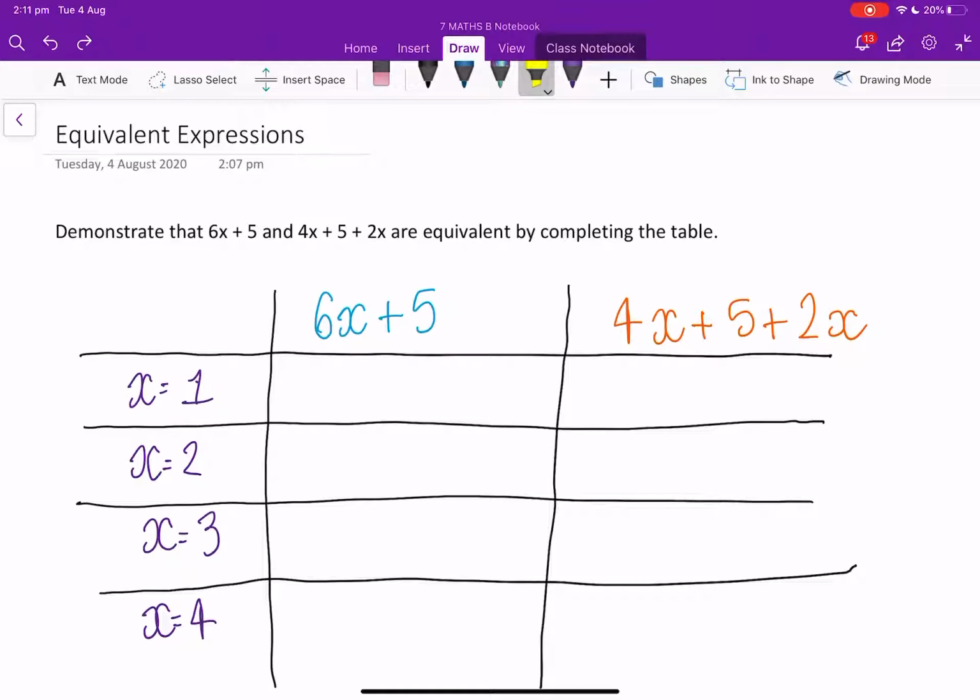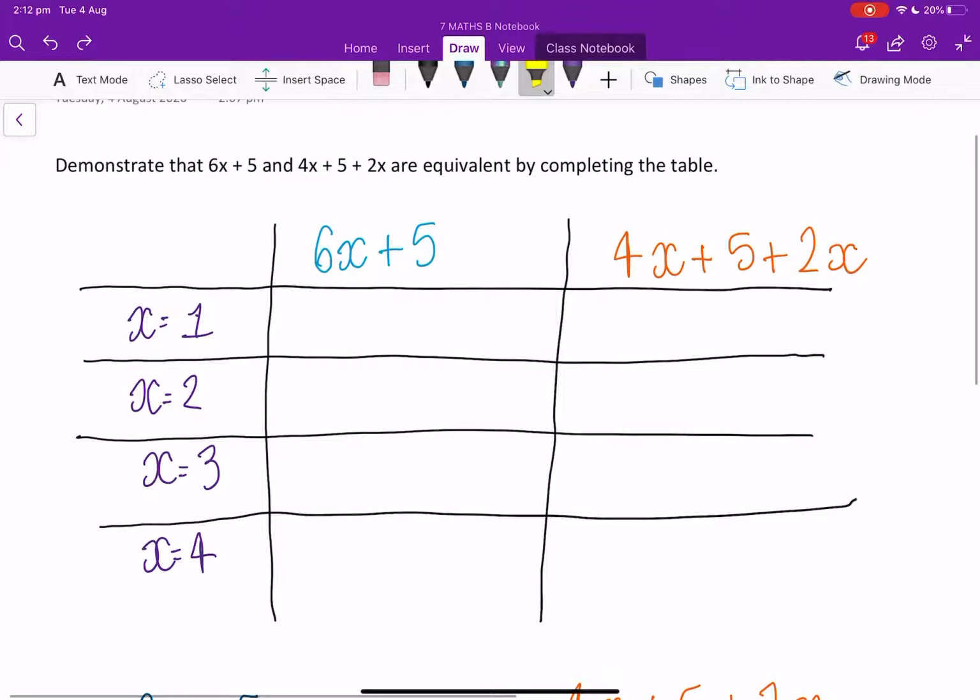So a way to find out whether or not an expression is equivalent is to create a table. With this question here, this is question 3 on page 263. It's got a table here. It's got the two expressions that you need to find out whether or not they're equivalent. So 6x plus 5, that's here. And 4x plus 5 plus 2x, that's here.